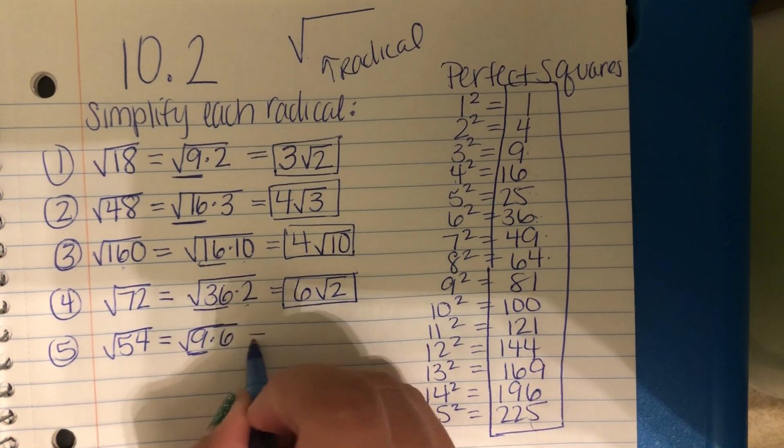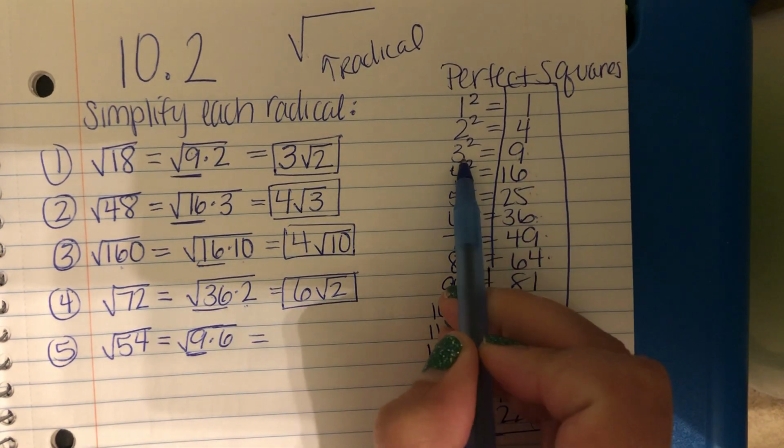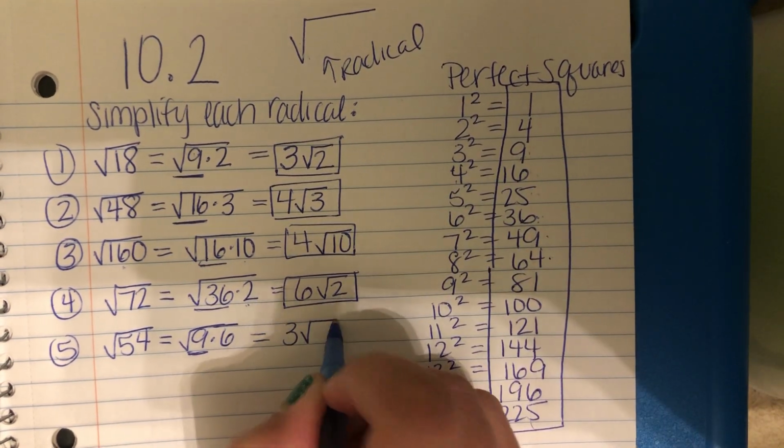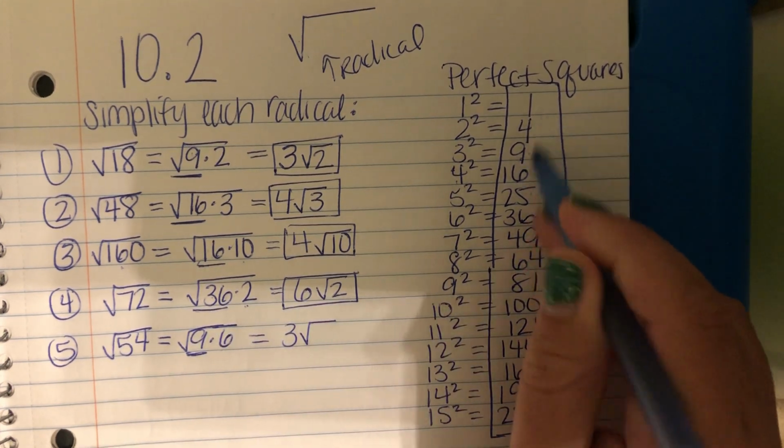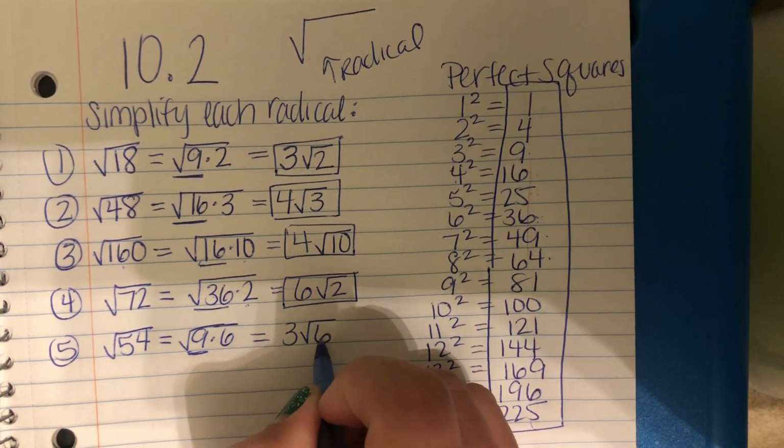All right, what is the square root of 9? The square root of 9 is 3. I don't know the square root of 6 because 6 is not one of these perfect squares in this box, so it stays under the root.